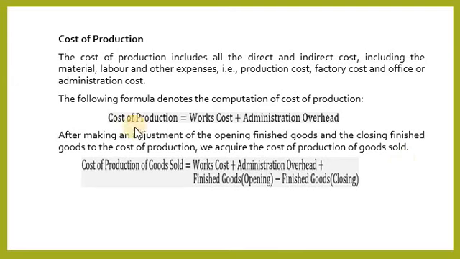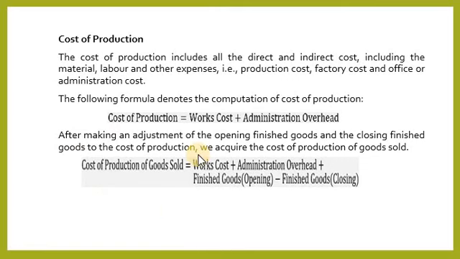Okay, after completing the cost of production, that means cost of production equals work cost plus administrative overheads, then the adjustment will be made. That means finished goods adjustments will be adjusted with the cost of production. Cost of production of goods sold equals work cost plus administrative overheads plus opening stock of finished goods minus closing stock of finished goods. Then we are getting the cost of production of goods sold, or cost of goods sold.